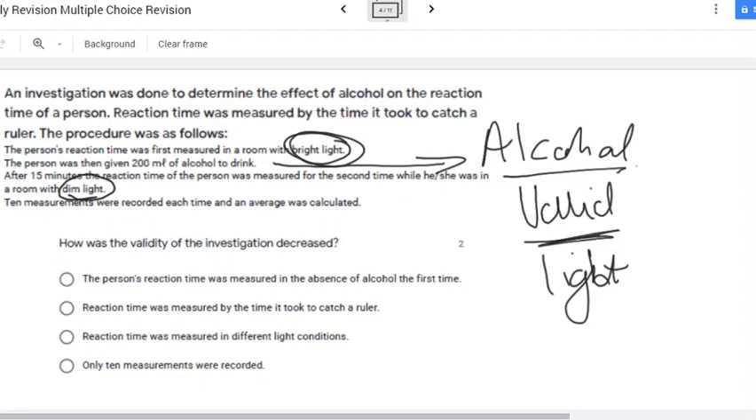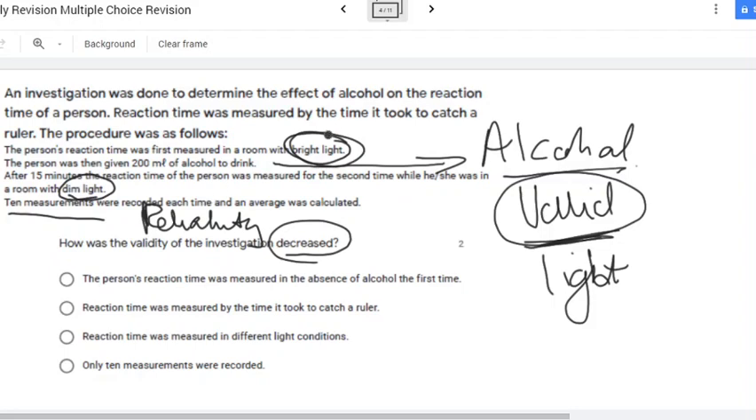And yes, it is. Ten measurements were recorded each time. That's good because it increases the reliability of my results, and an average was calculated. But now the problem over here is the validity. This question is about what makes an experimental test or investigation valid, or what makes it reliable. In this case, we have a problem with the validity of the test. How was the validity of the test decreased by different light levels? The reaction time was measured at different light conditions.